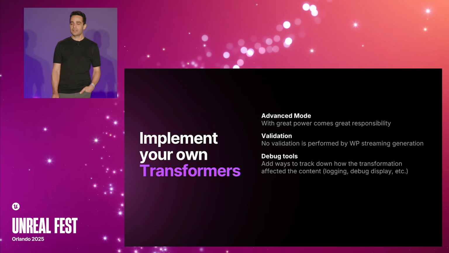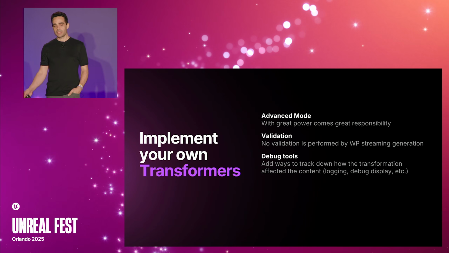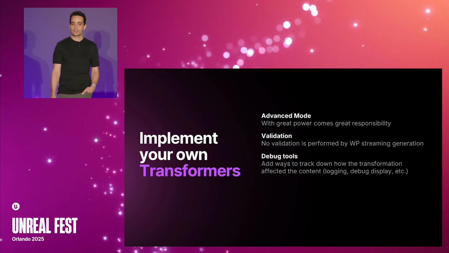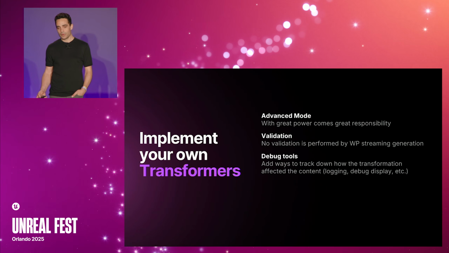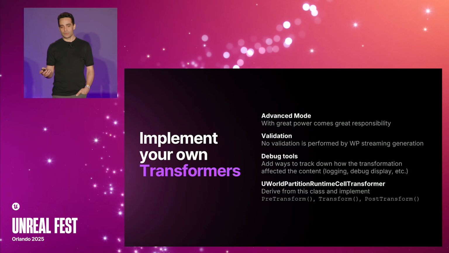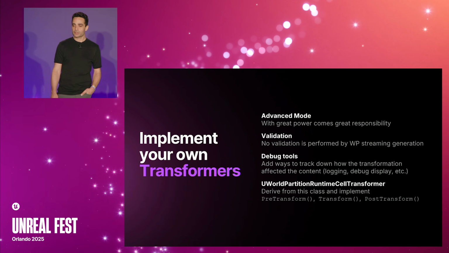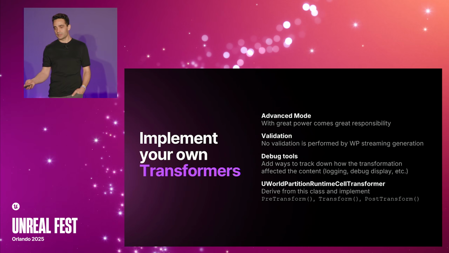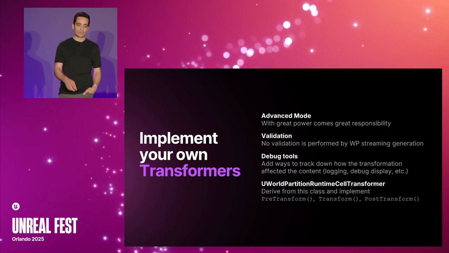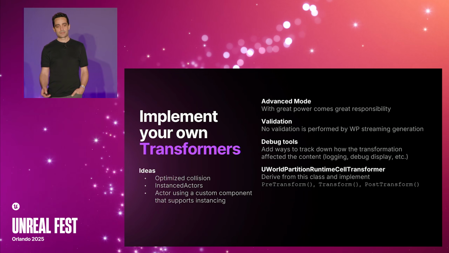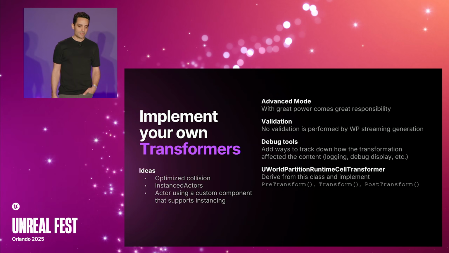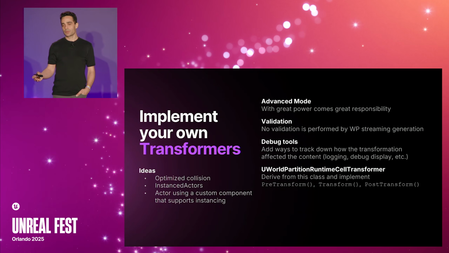We also recommend adding debugging tools like logging, debug display, anything that will help you understand how the content was affected by the transformer. And to implement your transformer, you simply need to derive from the world partition runtime cell transformer class, override the transform methods, and insert your transformer in the stack. Some ideas of transformer: you could have a transformer that generates optimized collision for your cell, or generate instance actors, or generate an actor using a custom component that already supports instancing.